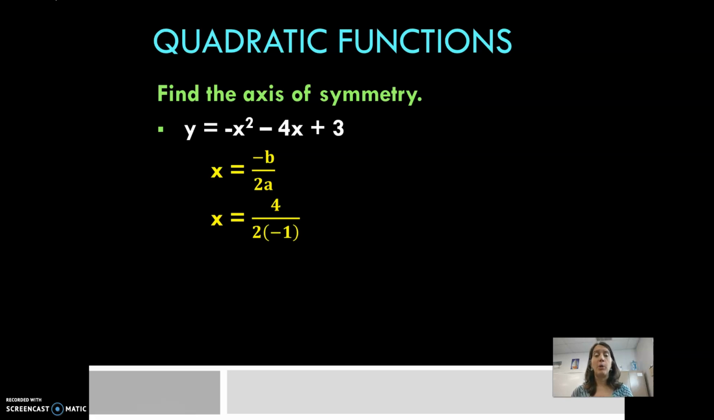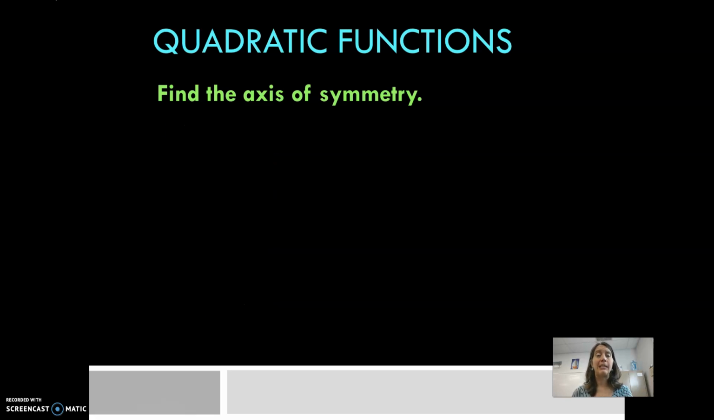Now I'm going to do that multiplication that I have in the denominator. So now my question says 4 over negative 2 for 2 times negative 1. And I'm going to finish up by dividing. 4 divided by negative 2 is negative 2. And there is my axis of symmetry that x is equal to negative 2. Let's do one more example to finish up today about our axis of symmetry, looking at this quadratic equation.